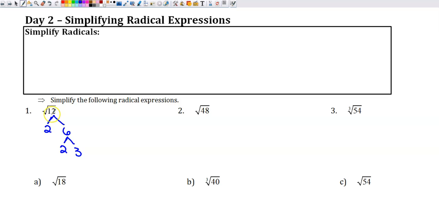So now I have taken the number 12 and I have found the prime factors of 12. Why didn't I circle the 6? Because I broke 6 down further, so I don't need him. So in reality, this is the same as the square root of 2 times 3. I am just using those factors right there.